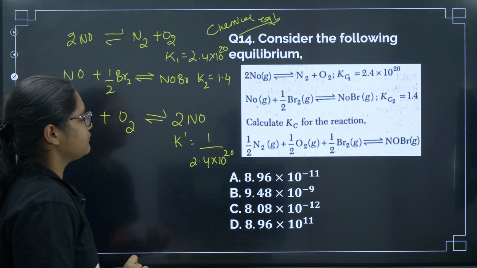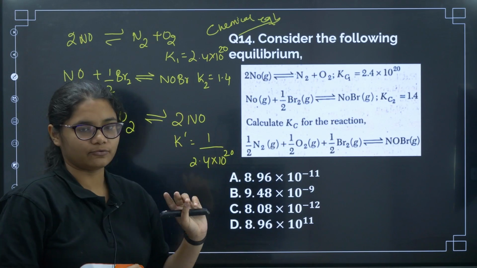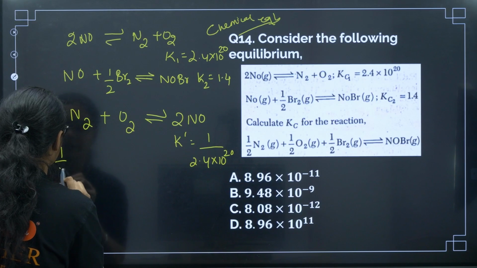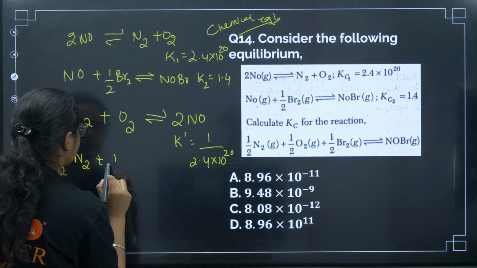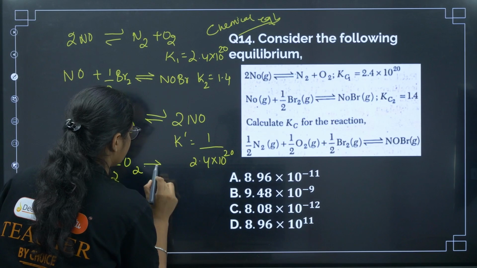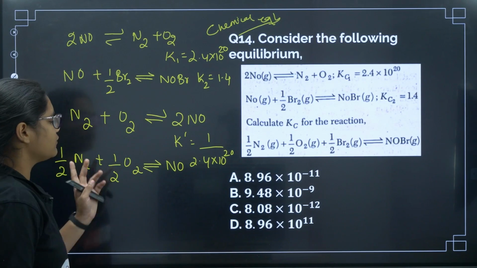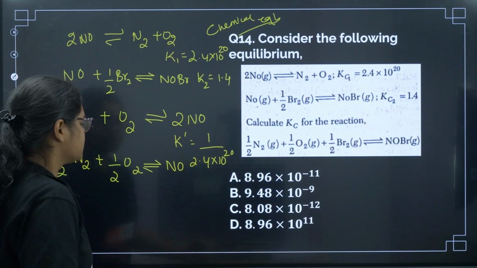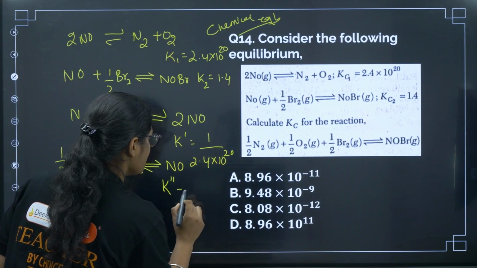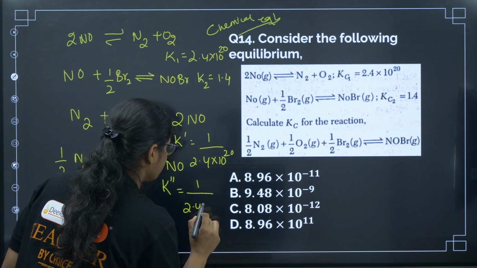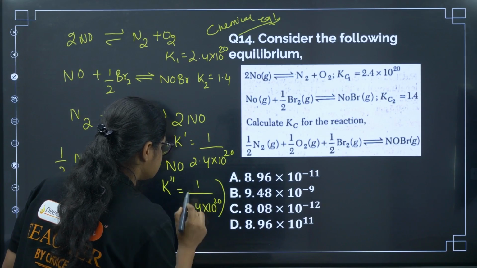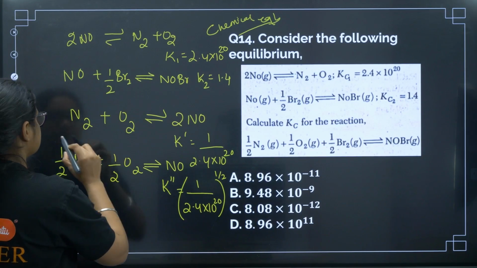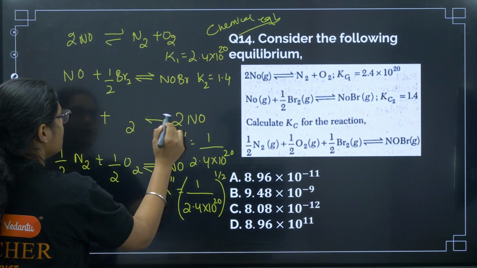Okay. Now here we need only half N2 and half O2. So we can multiply the whole equation with half. So if I multiply the whole equation with half, I'll get half N2 plus half O2 gives NO, right? So now if the reaction is multiplied with half, the K value should be taken square root, right? So what is the new K dash here? 1 by 2.4 into 10 to the power of 20, its square root. Okay. Now the reaction which is given to us is this one. So I'll erase this reaction in between.